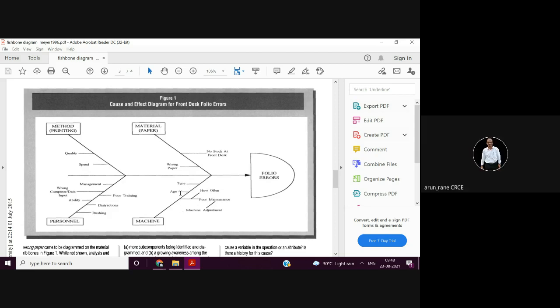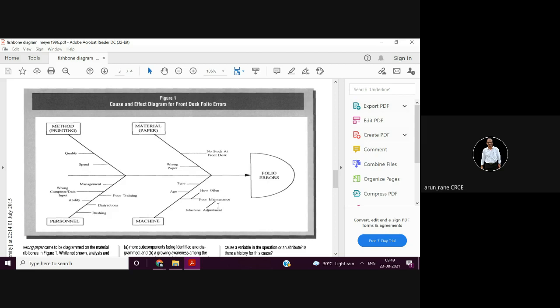Now, age means how old the machine is. If the machine is new, then it will give fewer errors, and if the machine is old, then definitely the machine will give more errors. Then maintenance. There is preventive maintenance, there is breakdown maintenance. In preventive maintenance, how often it is done: whether on a daily basis, or weekly, or fortnightly, monthly, quarterly.